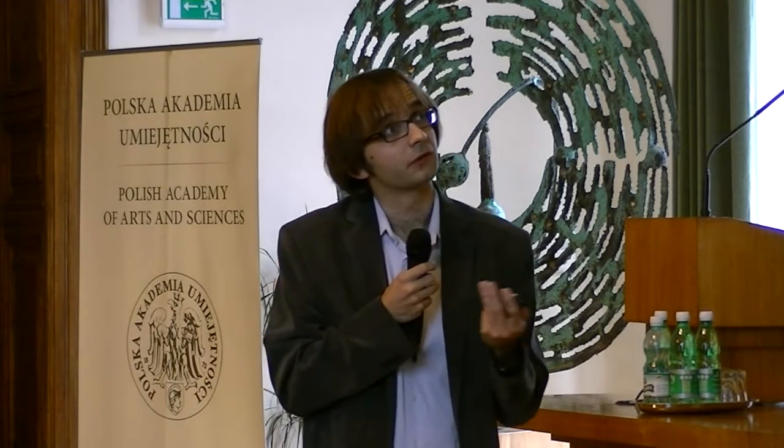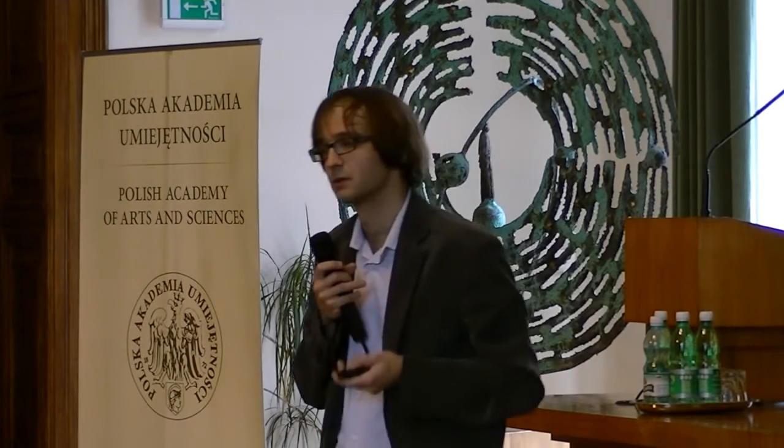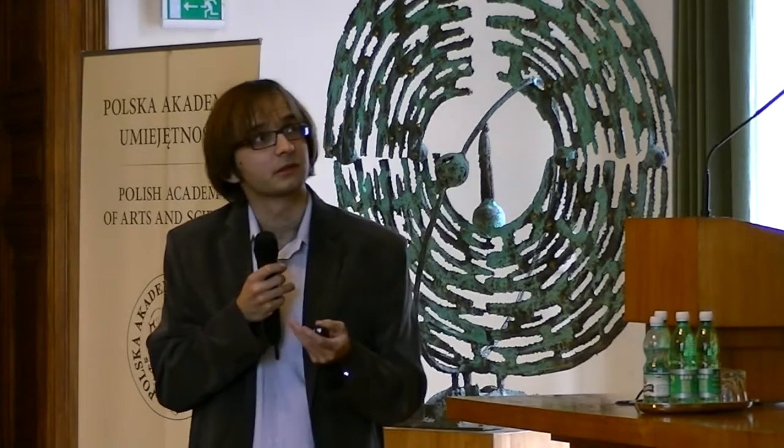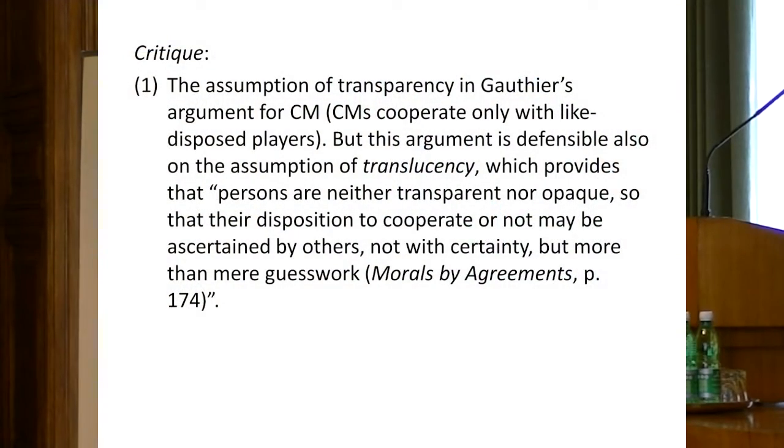But this account, this revisionist rational choice theory, can be criticized on many grounds. Some are technical, some are, so to say, fundamental. The technical critique would be that Gauthier assumes the transparency of players to themselves. For instance, that constrained maximizers can recognize other players as constrained maximizers and do not misidentify them. But this technical objection could be, and was in fact, countered by Gauthier by loosening his assumption.